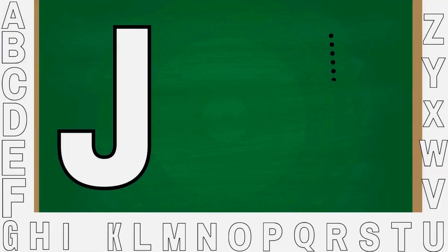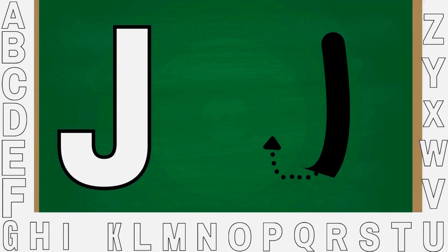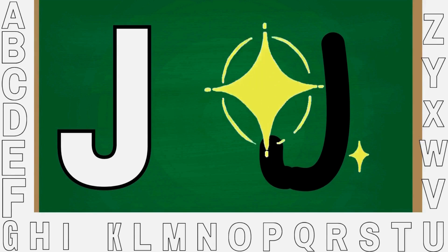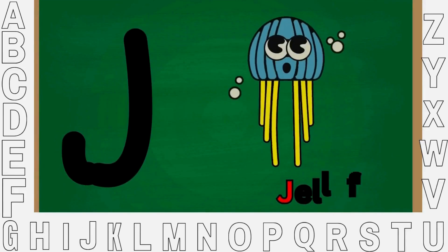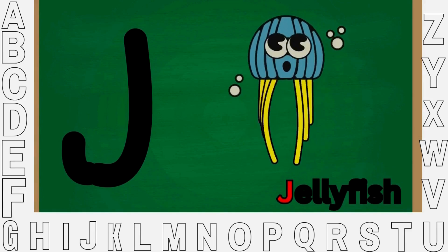J. Draw a vertical line. Curve the bottom end to the left. J. J is for jellyfish.